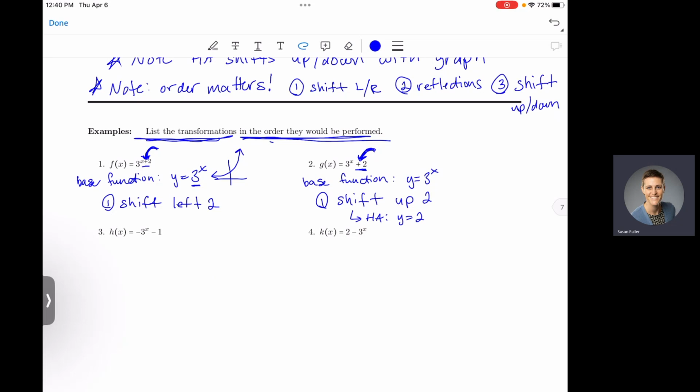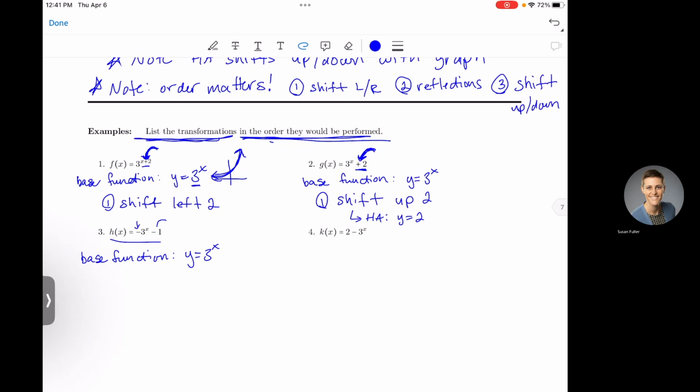All right, number 3. h of x equals negative 3 to the x minus 1. Okay, so what's our base function? If we take away everything that creates a transformation, again, y equals 3 to the x is our base function, so it's the same increasing exponential. What transformations would we have to do to that function to get the graph of this guy? Well, we have a negative here and a minus 1 here. Let's see. The minus 1 here, that is going to shift us down 1.